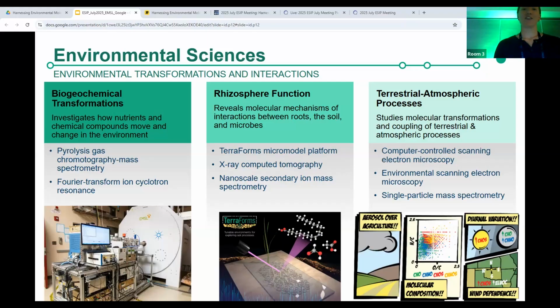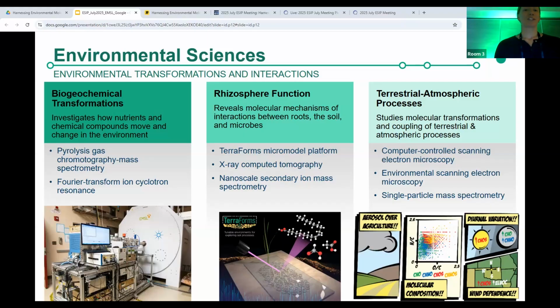We also have techniques that can look at rhizosphere functions, diving into the black box of soil and roots and understanding where different molecules are interacting with the roots and the microbial communities there. The example we have here is terraforms, which is a technique at EMSL where they actually create a microscale environment that mimics soil properties. So it's a more simplistic version of what's happening in soil, because we know it's really complex, it's always changing, and so this is a way to better visualize soil microbial and plant community dynamics.